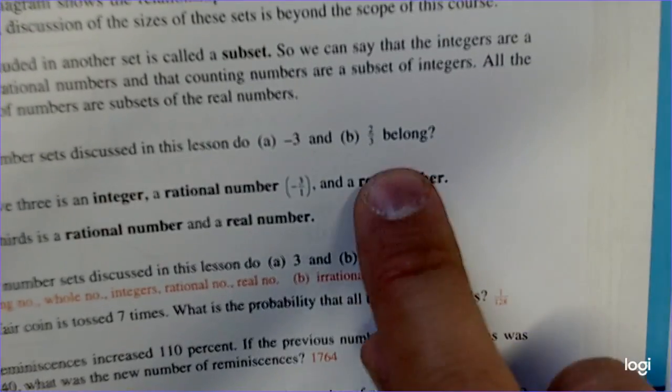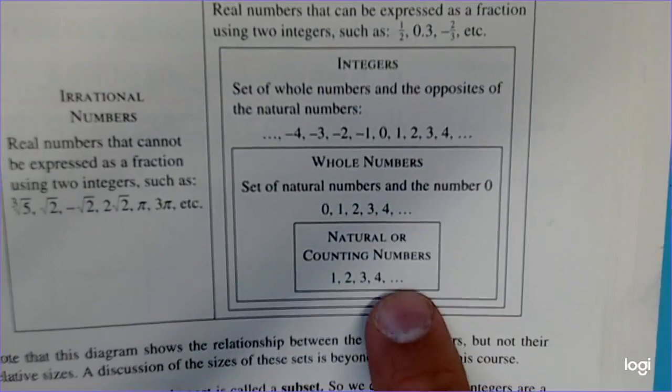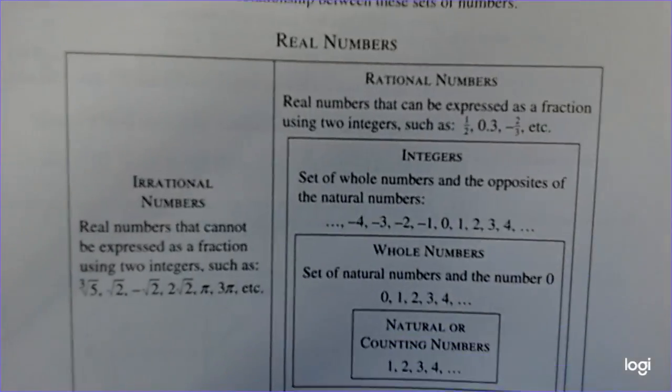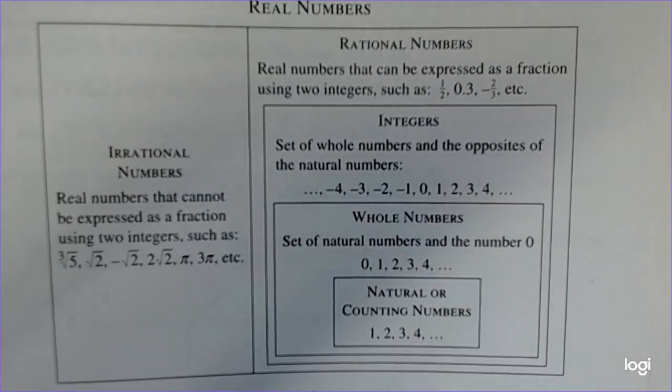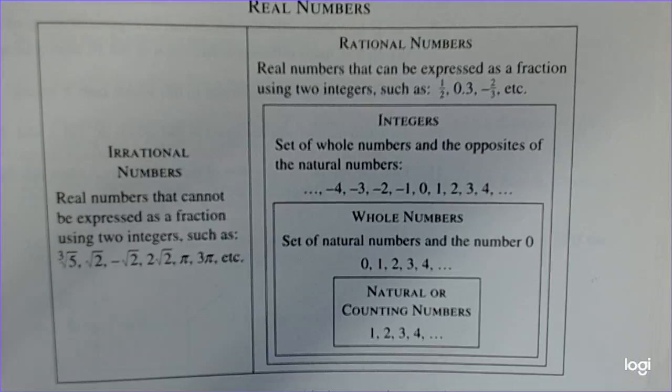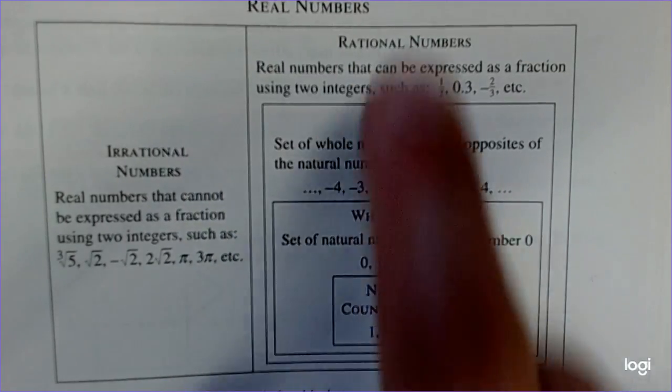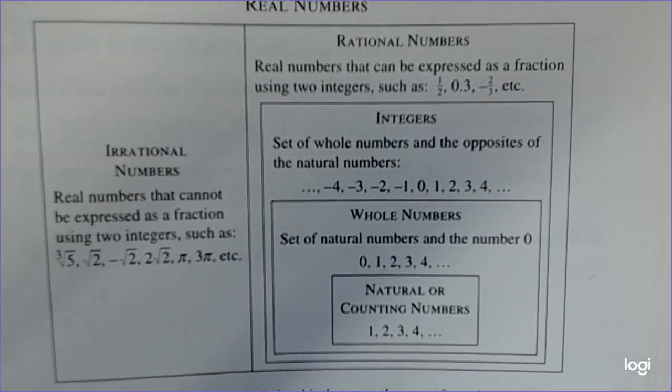Okay. Now, what about 2/3? Well, 2/3 is a real number, and it's a rational number, but it's not an integer, a whole number, or a counting number, right? Because it's a fraction. But it counts as real and rational, okay? What about the number pi? What does that belong to? Well, it's a real number. Is it rational or irrational? It's irrational. Okay, so it would just be real and irrational.